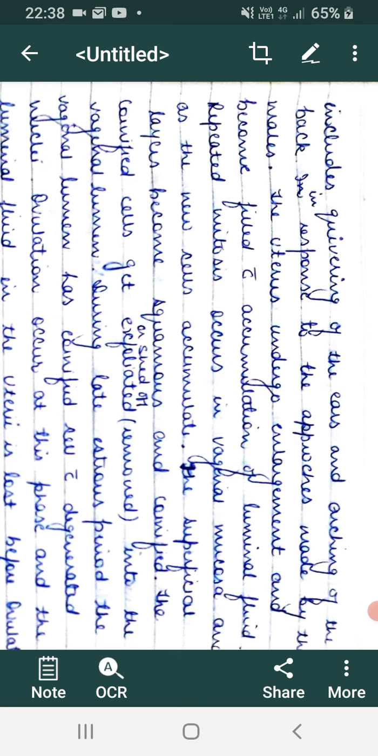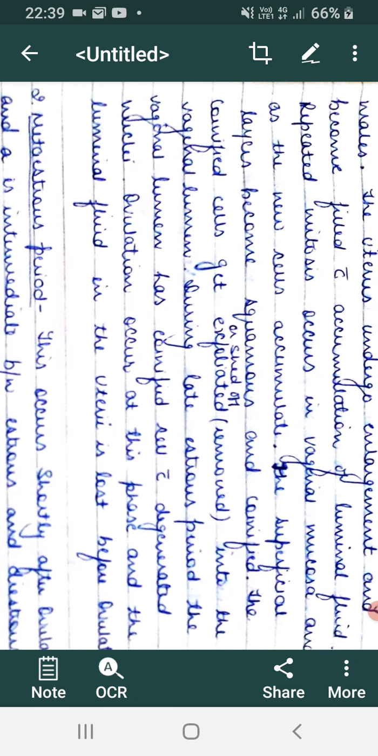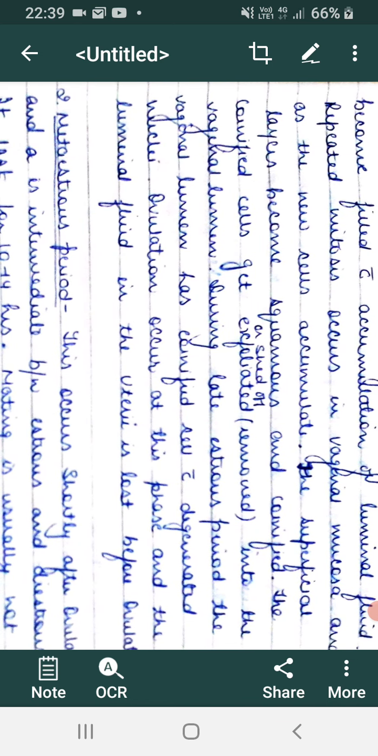The uterus also undergoes enlargement and it becomes filled with the fluid that is known as luminal fluid. The vaginal mucus undergoes repeated mitosis and new cells accumulate. The superficial layers become squamous and keratin deposit, that is cornified. The cornified cells get shed into the vaginal lumen. During late estrus period, the vaginal lumen has cornified cells with degenerated nucleus. Ovulation occurs in this heat period, and the luminal fluid in the uterus is also lost before the ovulation.